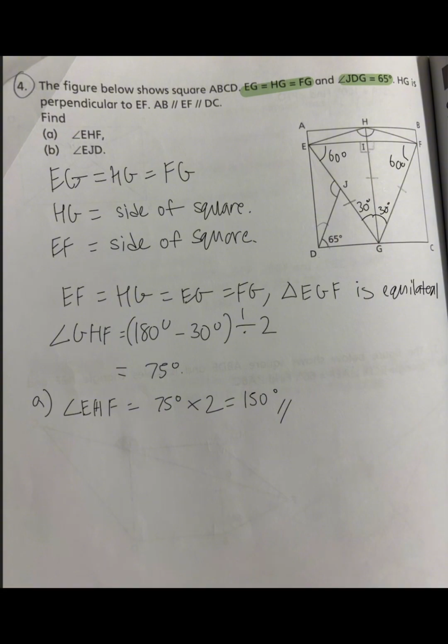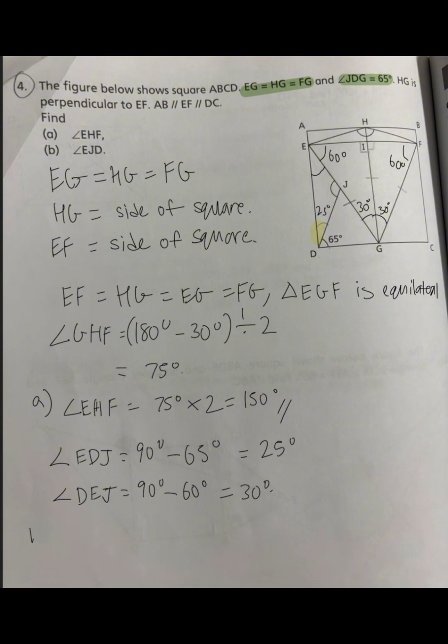Okay, let's look at part B, EJD. Okay, so I can easily find angle EDJ, right? Angle EDJ over here is just 90 degrees minus 65 degrees, which is 25 degrees. Okay, so this is 25 degrees. Look over here, angle DEJ. Angle DEJ, we can do the same thing. We take 90 degrees minus 60 degrees, which is 30 degrees.